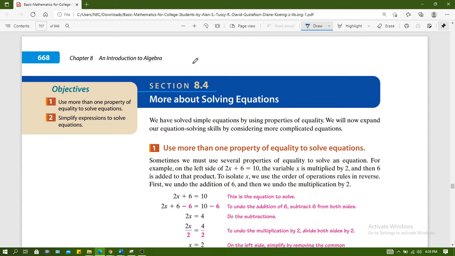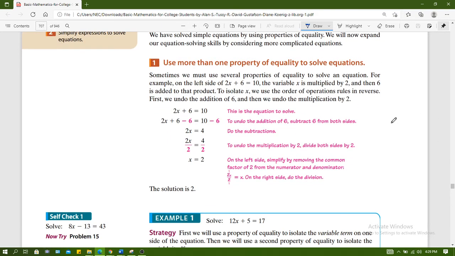So most of the time, we will be combining the different properties of equality to solve equations. And also, we can solve equations by just simplifying expressions. Remember, to simplify expressions means we are combining like terms. We will arrange them in such a way that we can find the value of the variable.